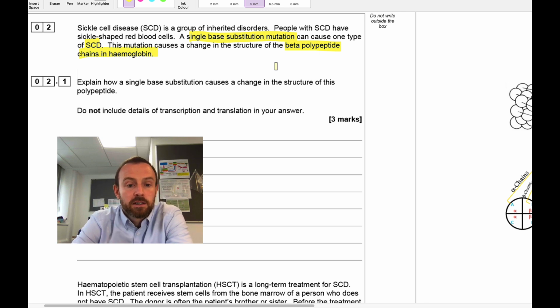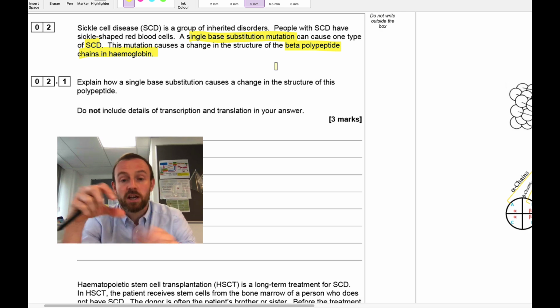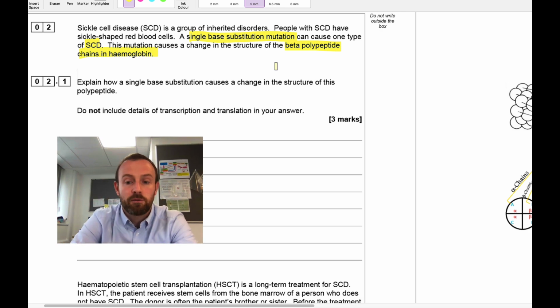We need to say that a single base mutation can change the codon, can change the amino acid to give it different properties. That will change the primary structure, change the secondary structure, and then change the tertiary structure, and then the quaternary structure of this protein. You basically just need to describe that.